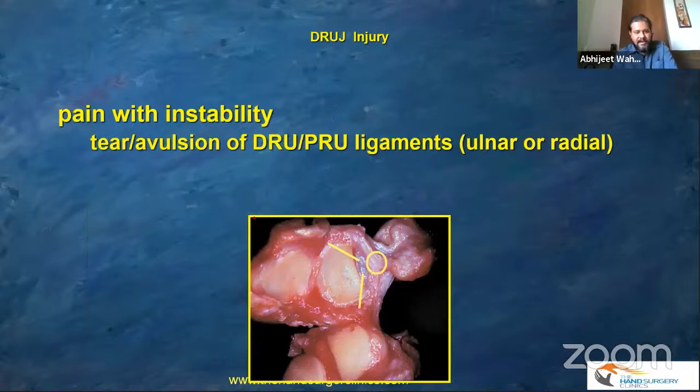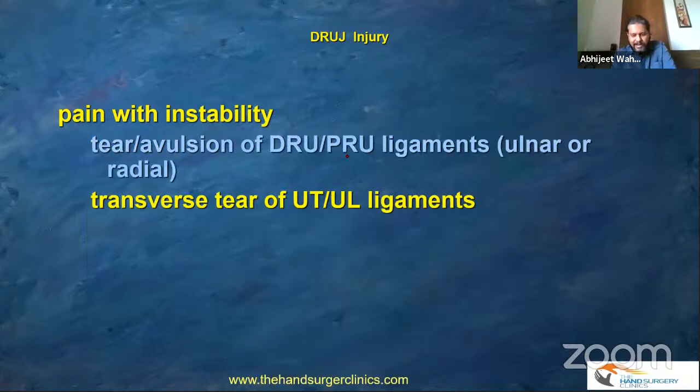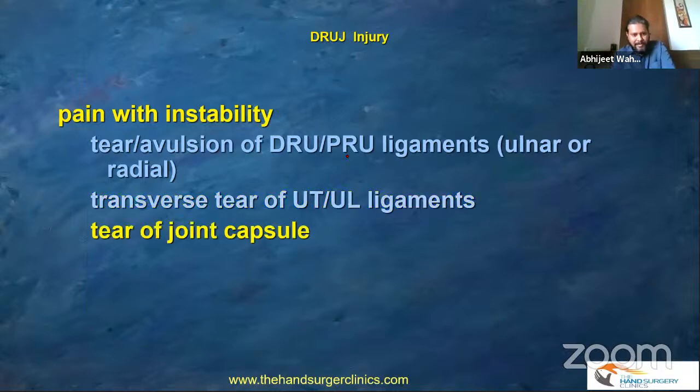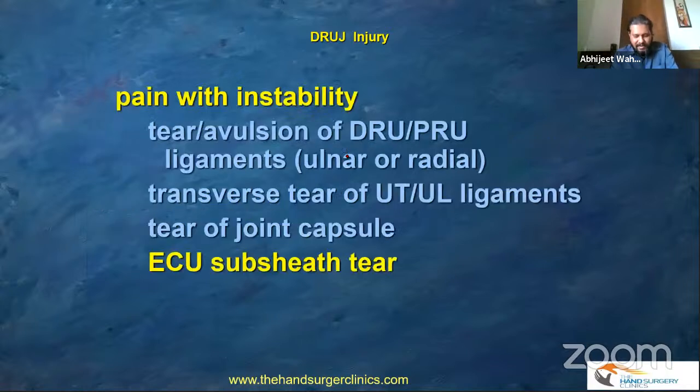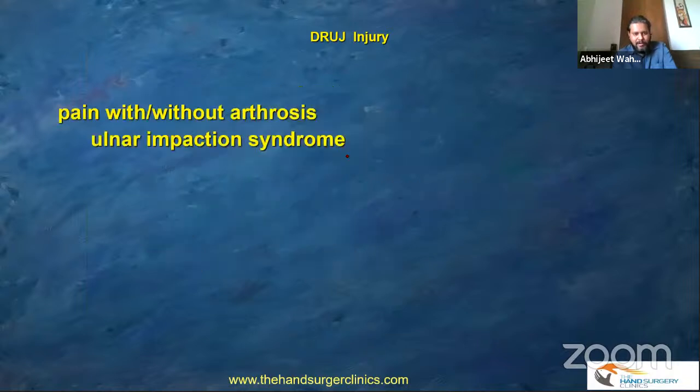Let us come to the second scenario where you have a cohort of patients who present with pain and instability. And these patients are those who have a tear or a complete avulsion of the radioulnar ligaments, or a foveal disinsertion of the TFCC, or a transverse tear of the ulnocarpal ligaments, or a complete tear of the joint capsule, or a subluxation of the ECU subsheath. So these are the patients who will have pain with instability. And how do we deal with that? We'll just come to that in a little bit.